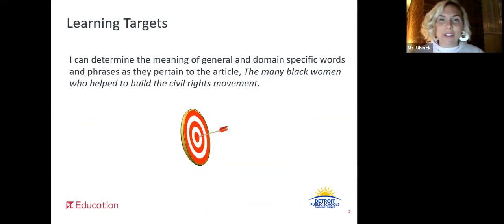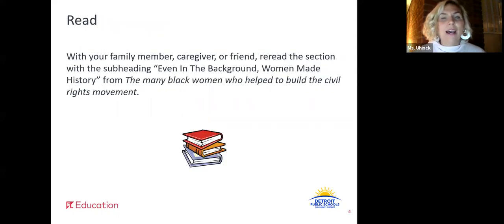So our learning target for today says, I can determine the meaning of general and domain-specific words and phrases as they pertain to the article, The Many Black Women Who Helped to Build the Civil Rights Movement. All right, so before we begin, we're going to read a section of our text. So with a family member, a caregiver, or a friend, reread the section with the subheading, Even in the Background, Women Made History, from the text, The Many Black Women Who Helped to Build the Civil Rights Movement.